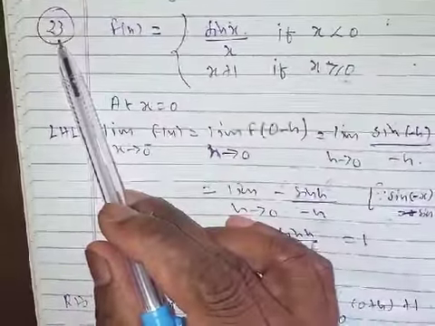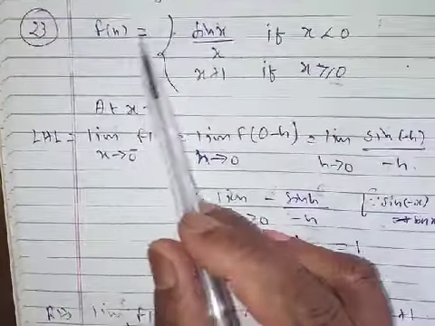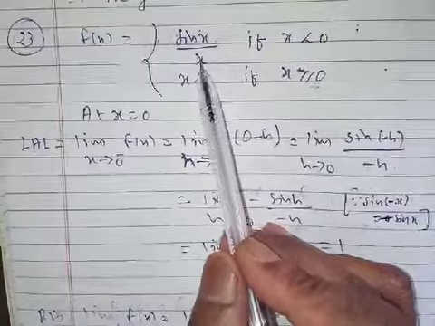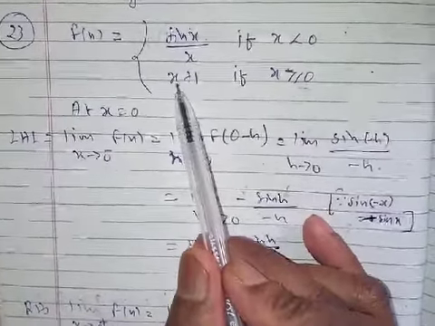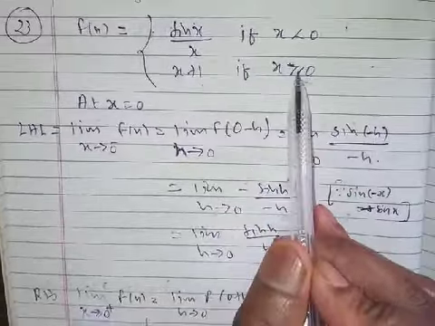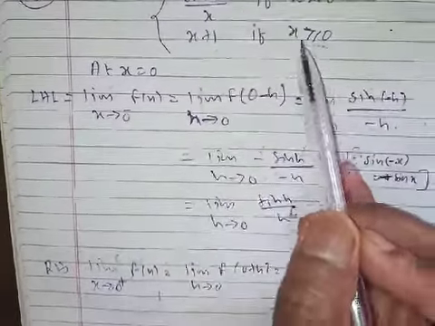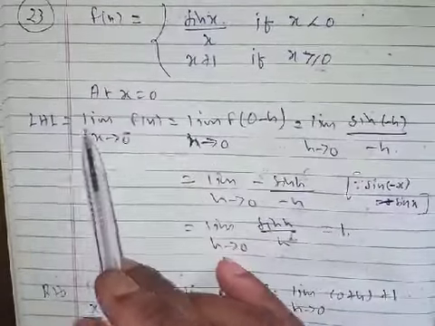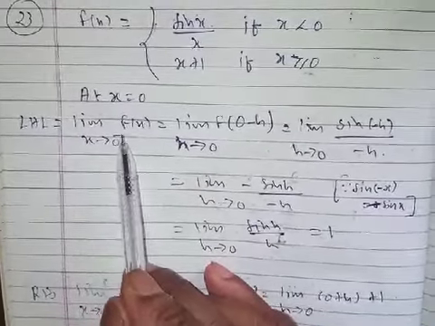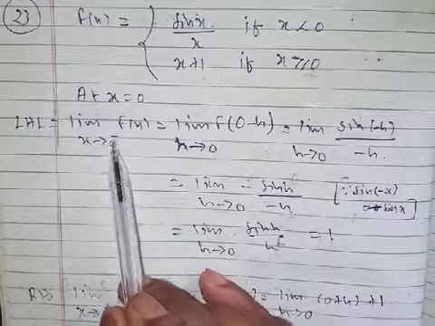Let's start with question number 23. f of x is equal to sine x by x if x is less than 0, and x plus 1 if x is greater than or equal to 0. We have to check it at x is equal to 0. So limit x tend to 0 minus, is it? You have to write 0 minus, is it?